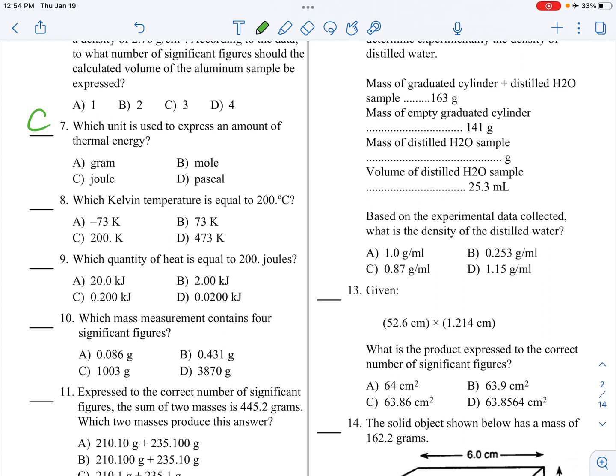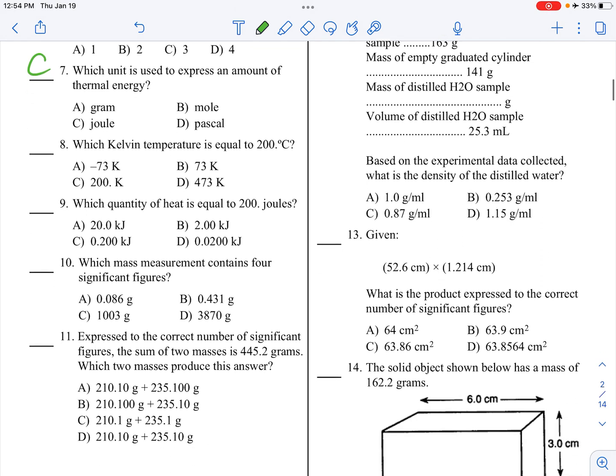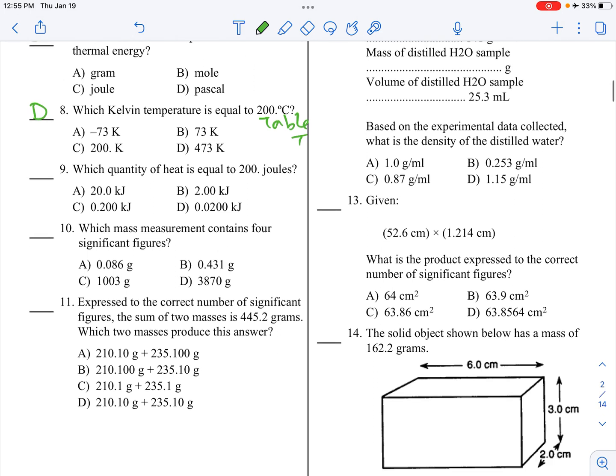What unit is used to express an amount of thermal energy? That's a joule. That's on the front of the reference table, table D, which is equal to 200 degrees Celsius. I'm going to add 273, which, by the way, that formula is on table T, the conversion formula, and you'd get 473 Kelvin.